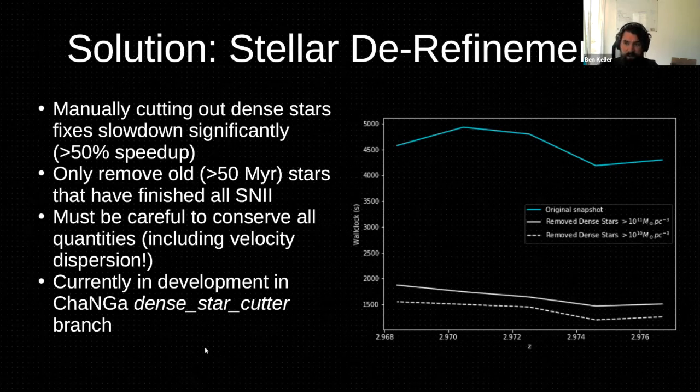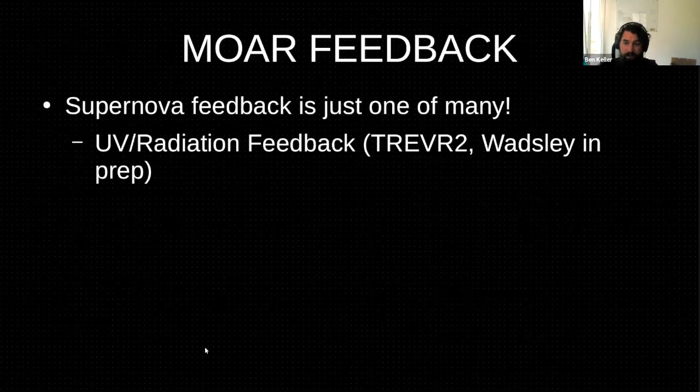So just a few thoughts before I conclude on where I think things might go for the next couple of years. One thing in particular is more feedback. So supernova feedback is just one mechanism of many. So a key thing that is obvious that we now have the ability to start doing is UV or radiation feedback. And I believe Bernhard's going to be talking more about that.